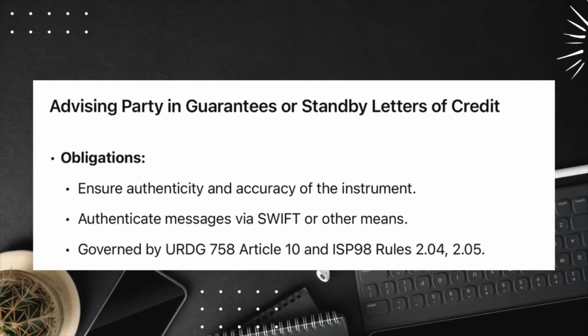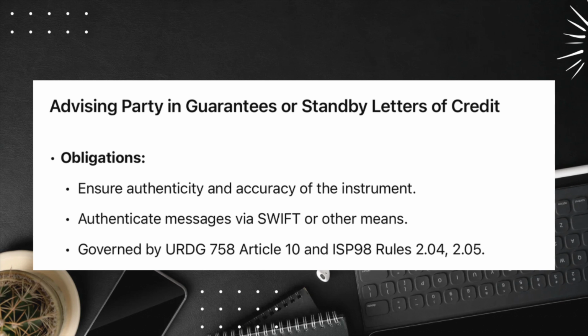So, first things first, what's an advising party? In trade finance, the advising party is typically a bank that helps verify and relay the demand guarantee or standby letter of credit from the guarantor or issuer to the beneficiary. Though it's often a bank, it does not necessarily have to be a bank.